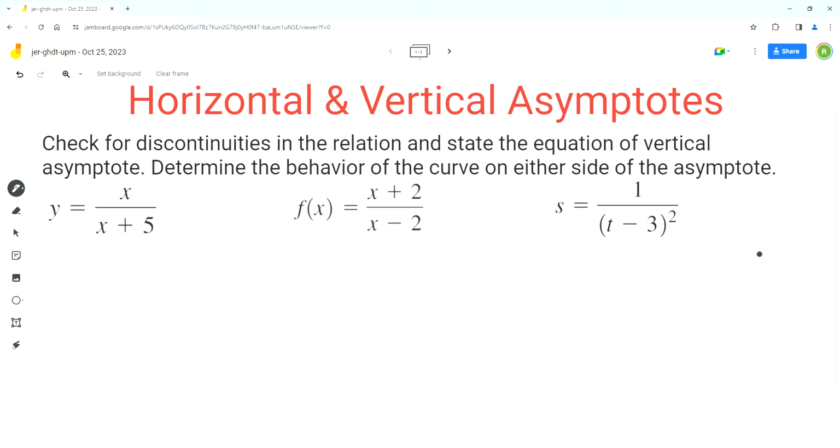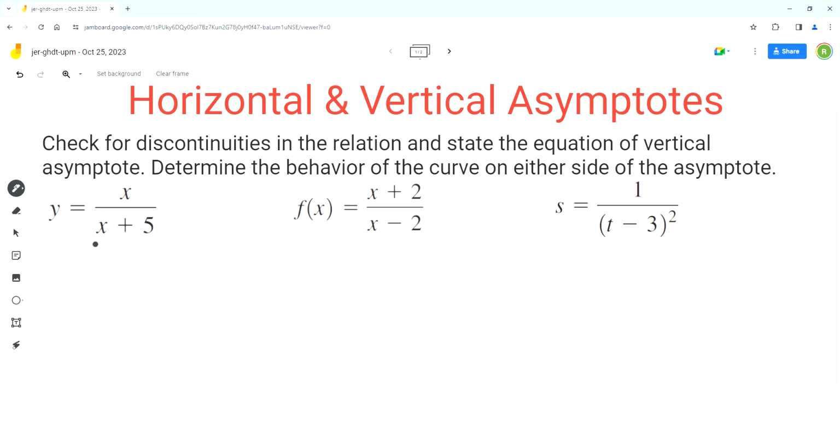So in this video, we'll solve this problem based on the concepts of derivatives. As per the problem, check for discontinuities in the relation and state the equation of vertical asymptote. Determine the behavior of the curve on either side of the asymptote. So the first step is to identify the discontinuities in the relation.